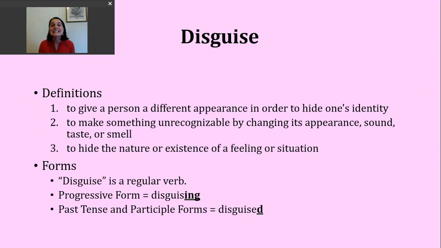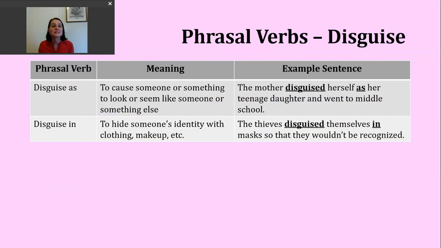You should know that disguise is a regular verb. To make the progressive tense, you're going to drop the E and then add ing to form disguising. The past tense and participle forms of this verb are made by just adding the letter D, and that's because this verb already ends in an E. The base verb, disguise, ends with a Z sound. So our past tense ending is going to make a D sound. Disguised, disguised. Now let's take a look at some phrasal verbs that use disguise.